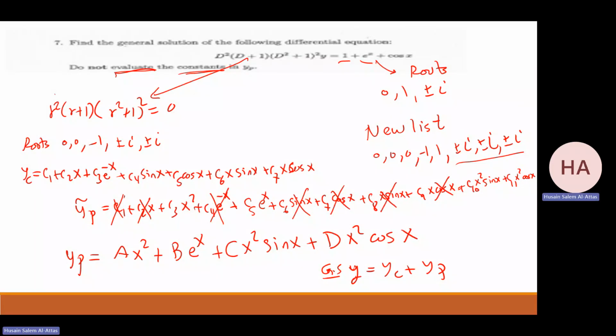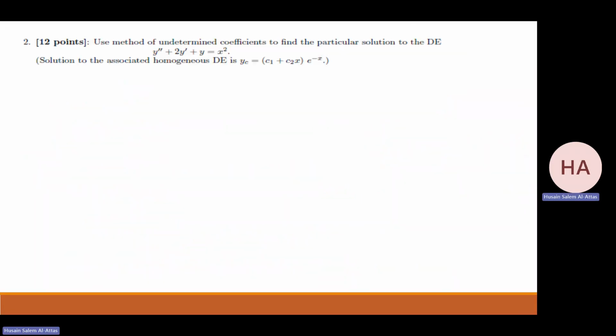Bismillahirrahmanirrahim. We'll continue doing these old exam questions. I did this one. Now, next one: use the method of undetermined coefficients to find the particular solution.